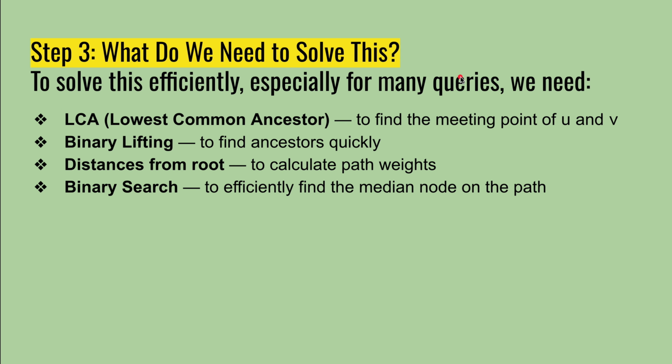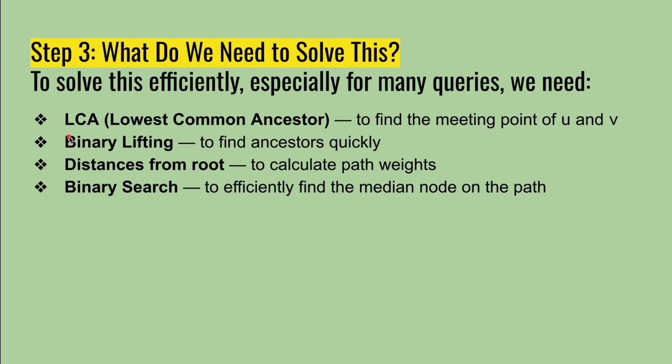What do we need to solve this, right? What do we need to solve this problem? To solve this very efficiently, especially for many queries, we need LCA, the lowest common ancestor. We have to find the meeting point of U and V, meaning two cities, U and V, or two nodes of a tree. This meeting point is called the lowest common ancestor, LCA.